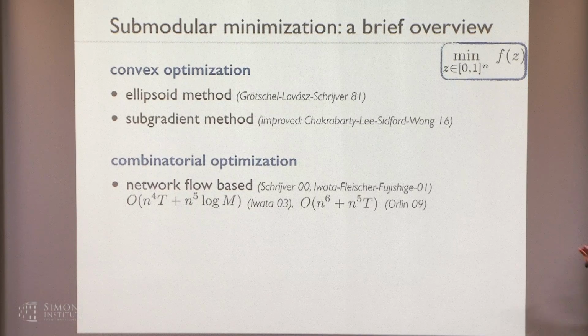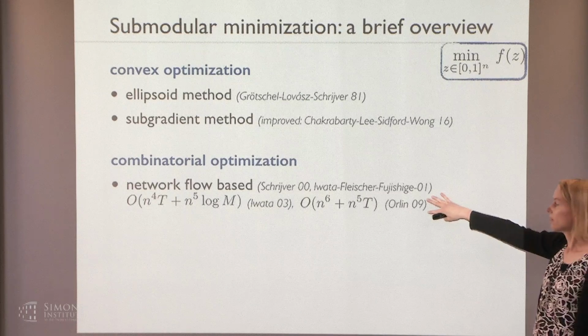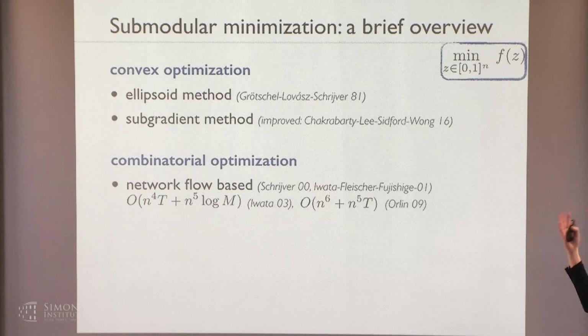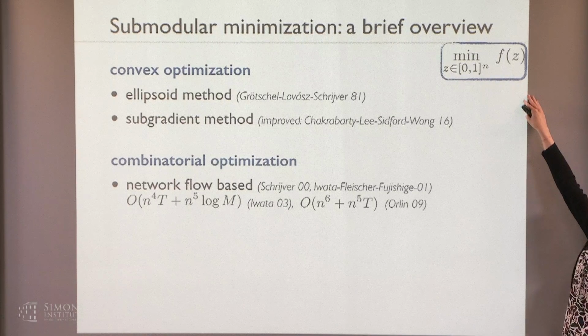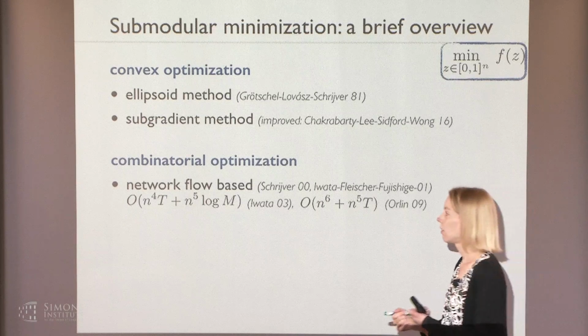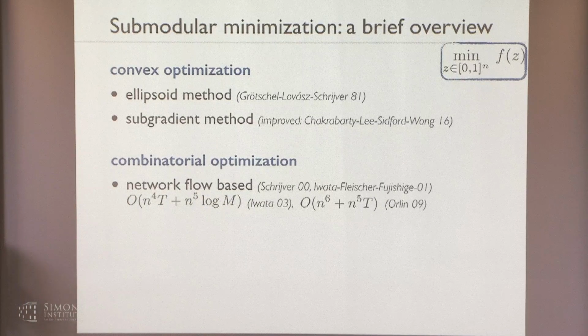Is there a combinatorial algorithm for this problem? So I'm writing these here. These are actually combinatorial methods. Why am I writing them here? Essentially, you can view them as optimizing the convex dual of this problem. So what is going to be the convex dual of this problem? Instead of convex minimization over a convex set, it's going to be concave maximization over some convex set. The convex set that we have here is the base polytope that they optimize over.